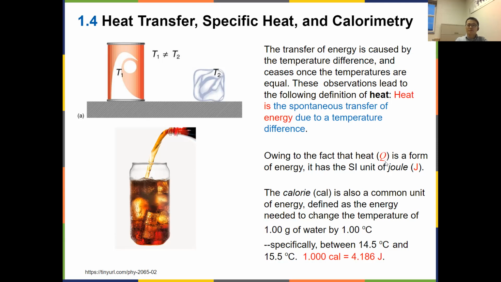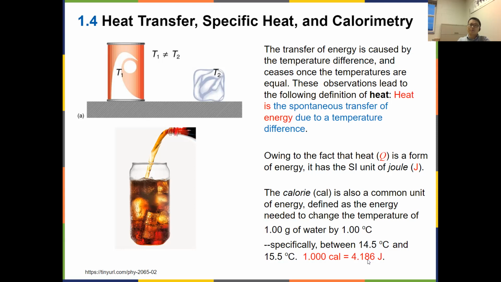And because heat is a transfer of energy, it's equivalent to an energy change. So it should have the same SI unit as energy. Energy has the SI unit of joule that we learned last semester, so J for that. There are also other units that can be used for heat. One of them is the calorie. So 1 calorie is about 4.186 joules of heat, or sometimes you can just say 4.2.